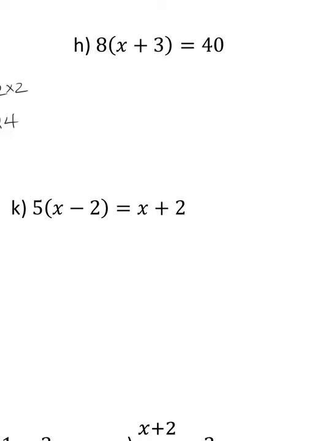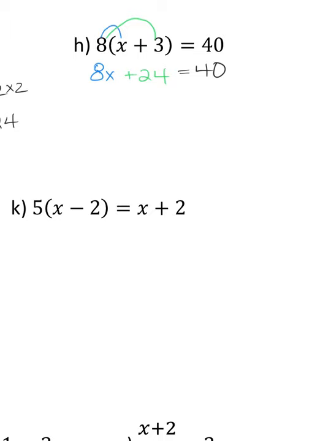Now in H, I'm dealing with a bracket. And remember, whenever we're doing brackets, I have to do that distributive property. So I'm going to have to multiply. So I'm going to do that rainbow where I multiply 8 times 1x. And 8 times 1 is going to give me 8 x's. And then now I'm going to do 8 times 3, which is going to leave me with 24. And this all equals 40.